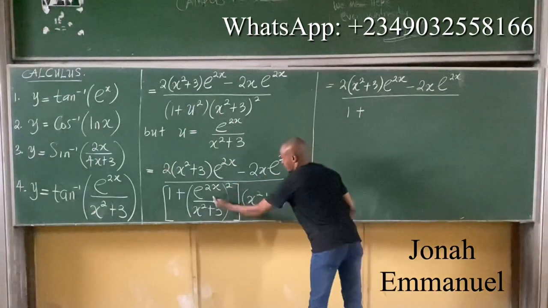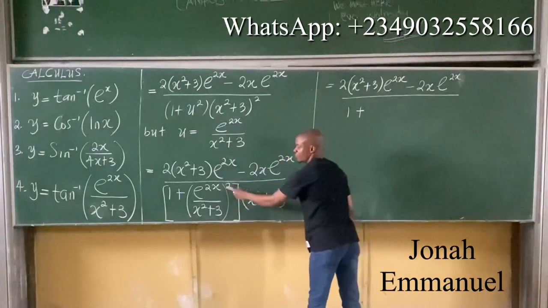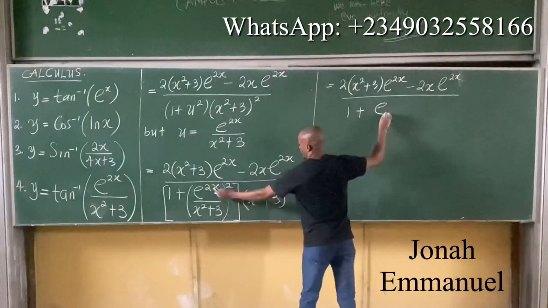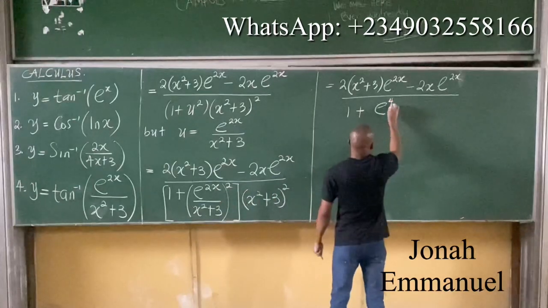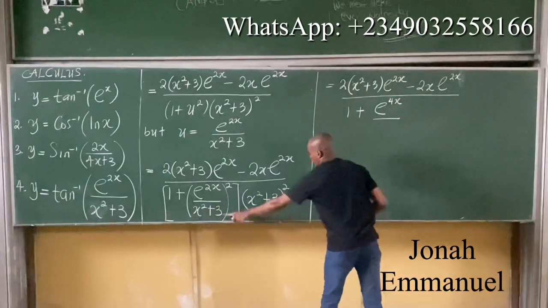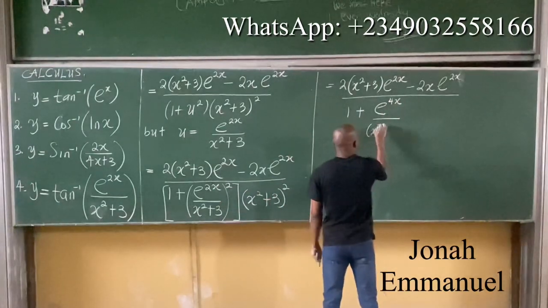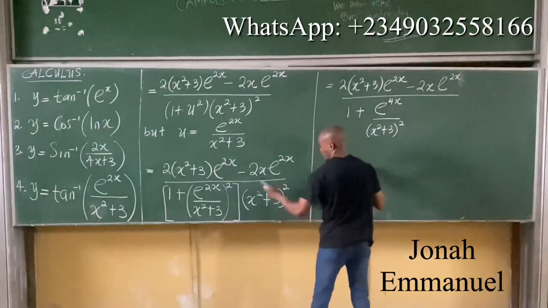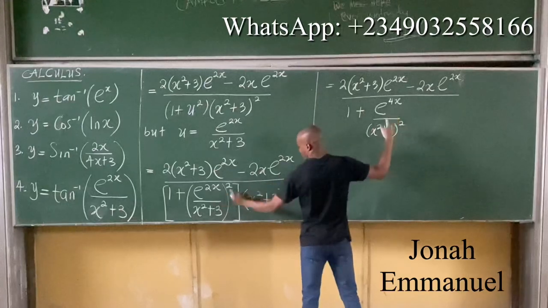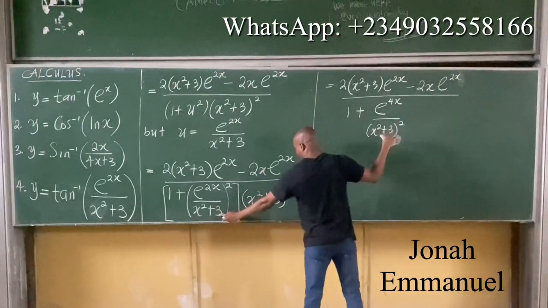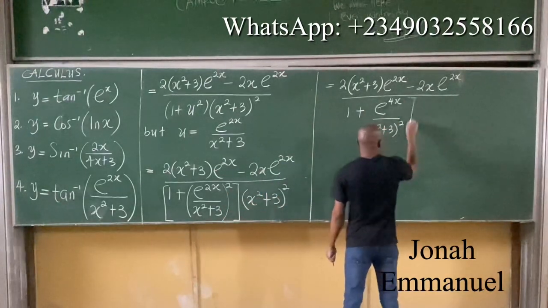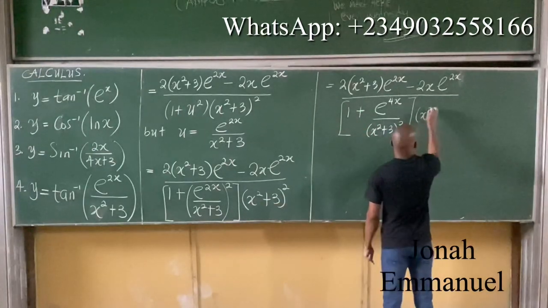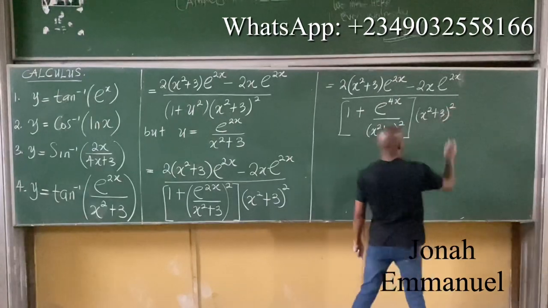Please check this one out. The square is affecting both this and this, so it gives you exponential 4x all over x squared plus 3 all squared. True? Yes. So this for this is this. Don't forget this one here, we said it is multiplying x squared plus 3 all squared.